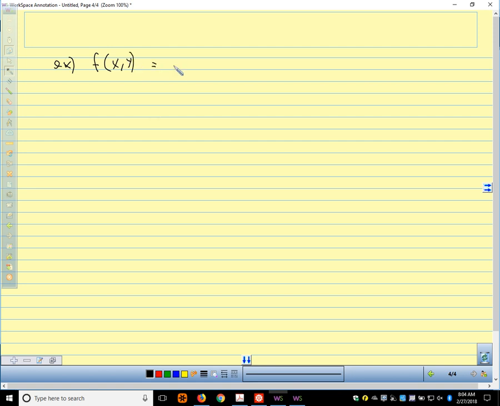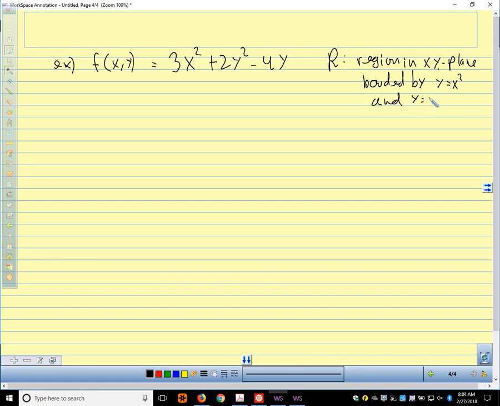f of x, y equals 3x squared plus 2y squared minus 4y, and R is the region in the xy plane bounded by y equals x squared and y equals 4.